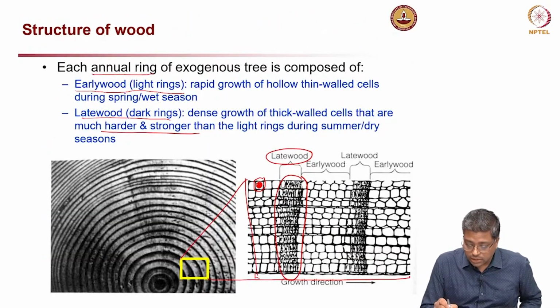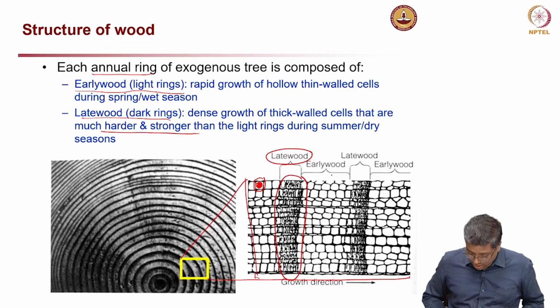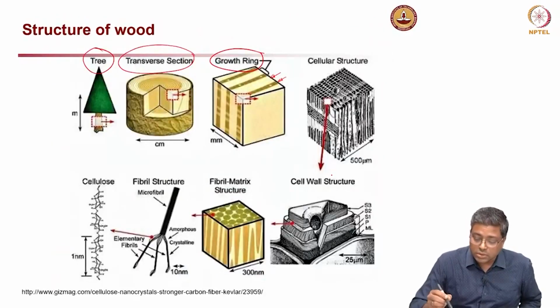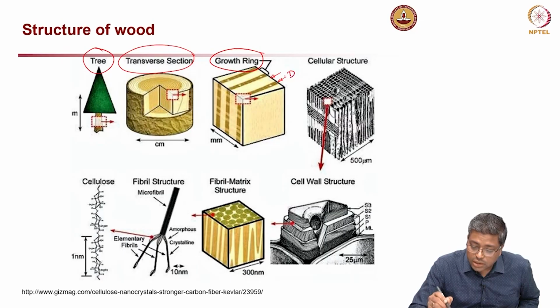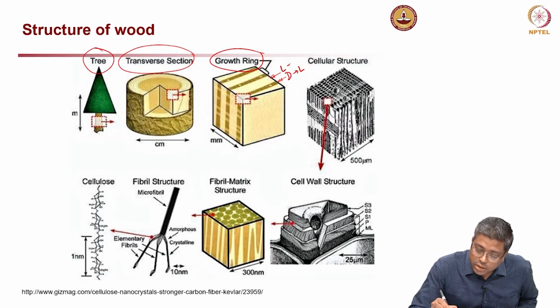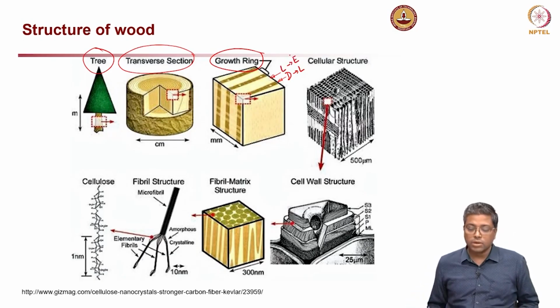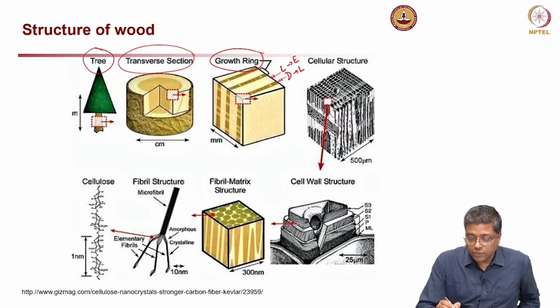You can see here the denser ones are the late wood, and the lighter ones are the early wood. Denser, late, and lighter, early. Anyway, now if you look at this region here, you can see the close up of that cellular structure.